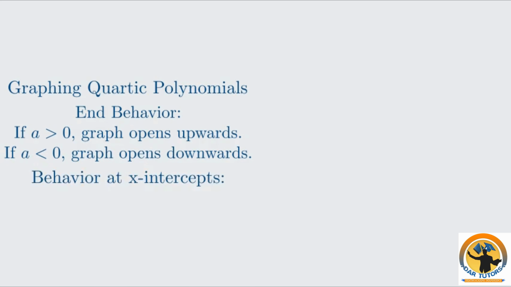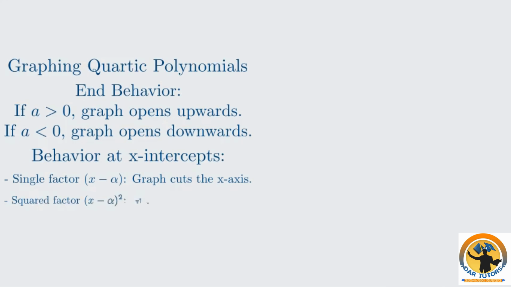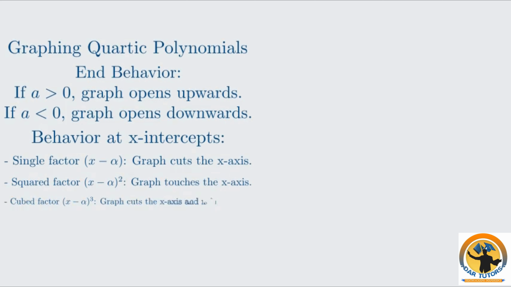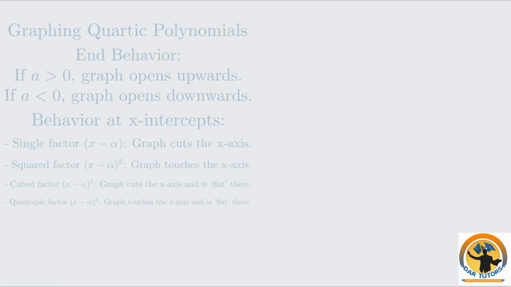The behavior at the x-intercepts is determined by the multiplicity of the factors. A single factor, like x minus alpha, means the graph cuts the x-axis. A squared factor, like x minus alpha squared, means the graph touches the x-axis at alpha, forming a local minimum or maximum. A cubed factor means the graph cuts the x-axis at alpha, but is flat there. A quadruple factor means the graph touches the x-axis and is flat at that point. Let's find the equation of a quartic from its graph.